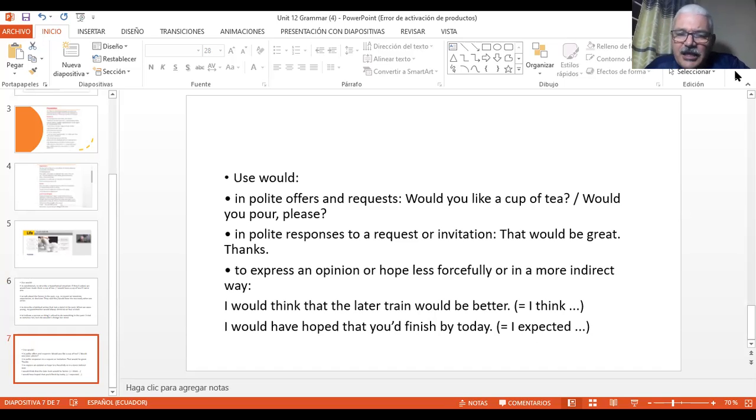For instance, I would think that the later train would be better. That's what I think. That's my opinion. I would think, okay? Or when we say, I would have hoped that you'd finish by today. I expected that you had finished, but of course, it was not. So in that case, we use would as well, because I want to express my opinion in a more indirect way. Okay, so those were the different, let's say, grammatical structures that you have to analyze in unit number 12.